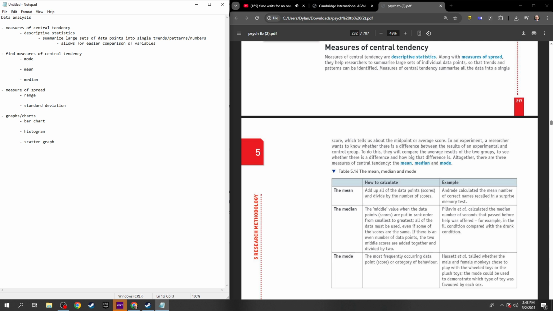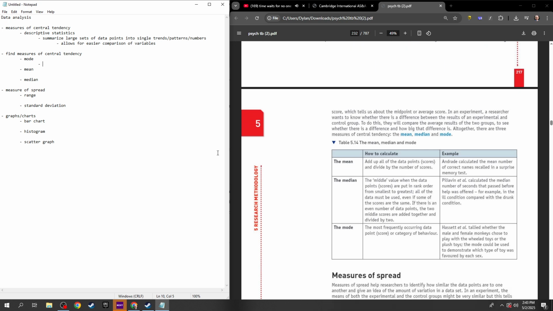Okay, so now find measures of central tendency. The mode. The mode is the most frequently occurring point. The most frequently occurring data point. So what that would look like is, what's a good example here that we can do?